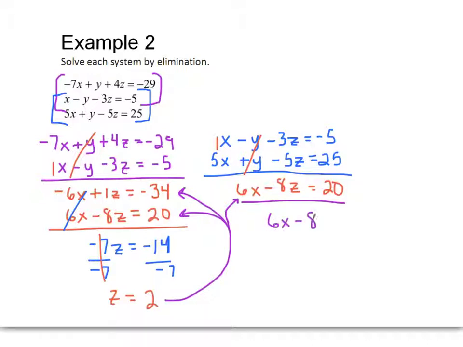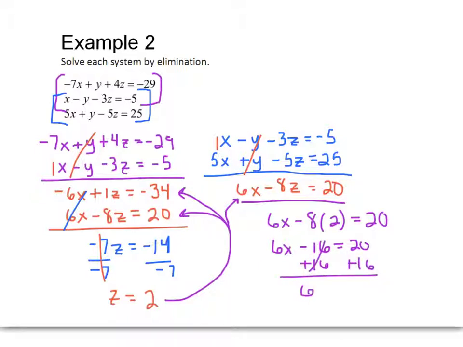6x minus 8 times 2 equals 20. So 6x minus 16 equals 20. Add 16 to both sides. You get 6x equals 36. Divide by 6. X equals 6. So now I know x and z. Well, I've got one more thing to do.